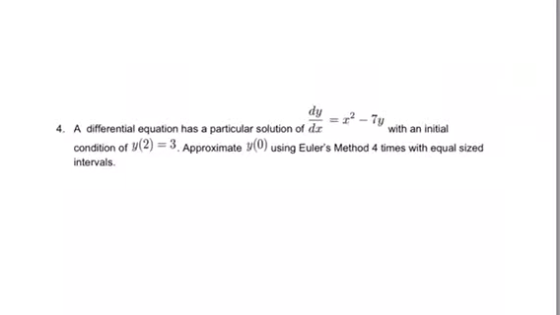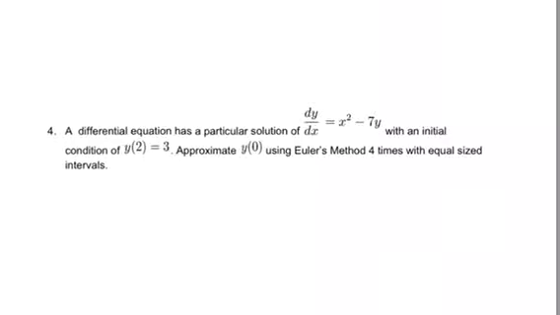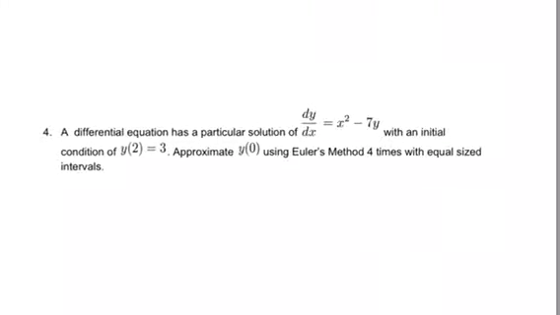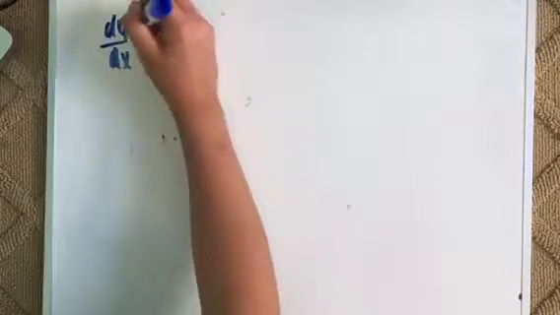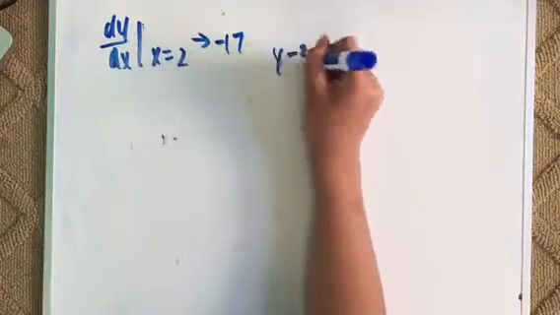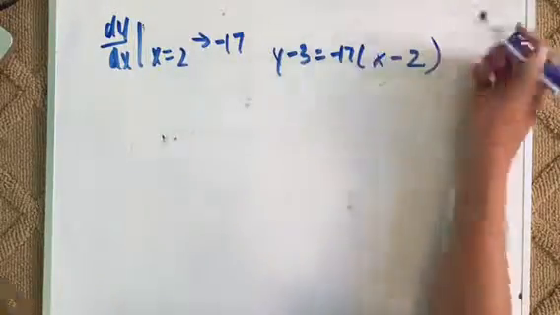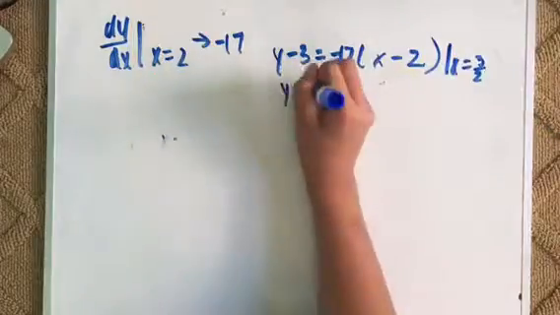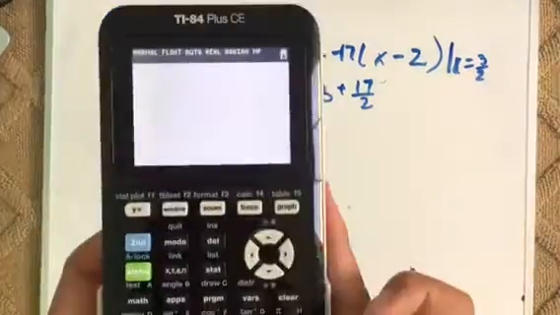For number 4, we have dy over dx equals x squared minus 7y, with an initial condition of y of 2 equals 3. Approximate y of 0 using Euler's method 4 times. So we're going to start off with dy over dx and plug in x equals 2 to get our slope, negative 17, and then plug that into our point slope form, which is y minus 3 equals negative 17 times x minus 2, and plug in x equals 3 over 2.